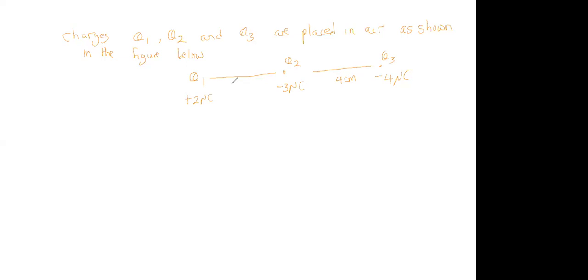This is 4 centimeters, and this is 2 centimeters. So still, they want us to calculate the force on Q2. Still do the same, make sure you do them in parts. The first thing you do, Q1 and Q2. Check out. This one is positive, and this is negative. So which kind of force exists between the two? Attraction. So the arrow will be like this. You are going to find the force on charge Q2 due to charge Q1.